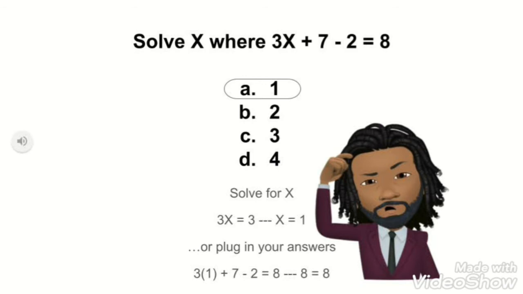And then all you do is just go back and plug your answer into the original problem where it says 3x plus 7 minus 2 equals 8. You make sure that 1 says 3 times 1 plus 7 minus 2. Make sure it says 8 equals 8. So all I did was say 3 plus 7 is 10, minus 2 is 8. So I have 8 equals 8. So 1 is the correct answer.